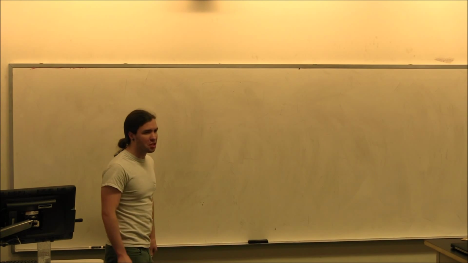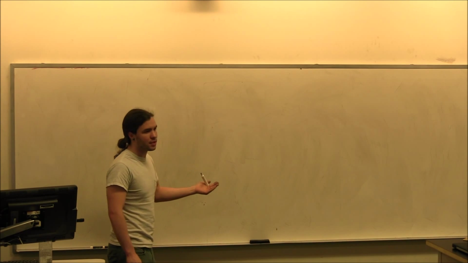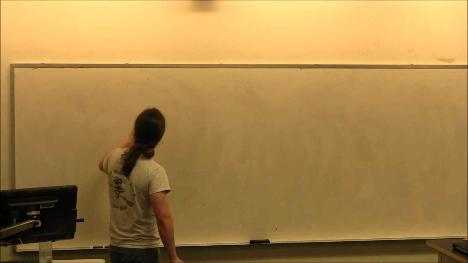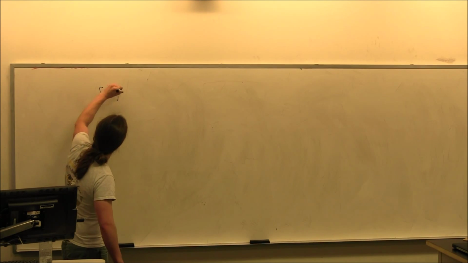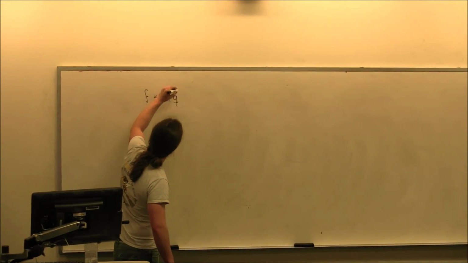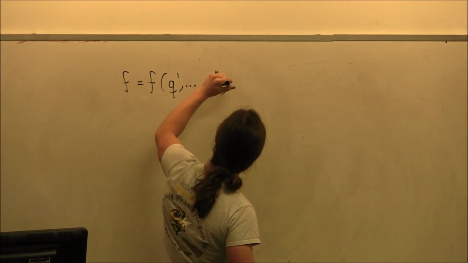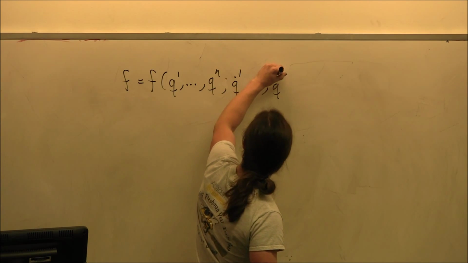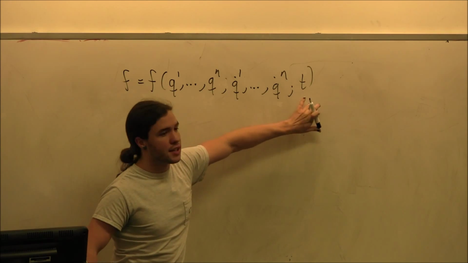All right, so last time we talked about the least action principle, or extremizing an integral, or a functional of some sort. And what we ended up getting is the Euler-Lagrange equation. So if we have some function that is dependent on a bunch of things, the positions, the velocities, and then time.